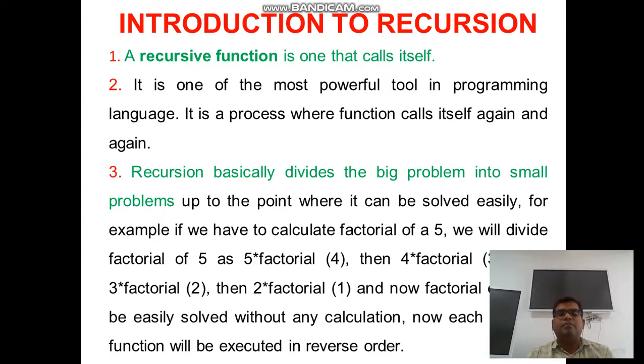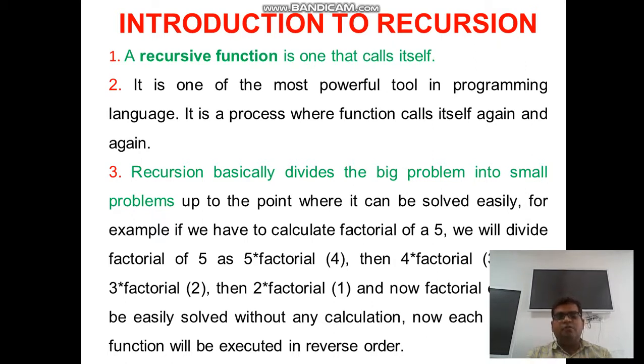The main motive of the recursive function is to split a big problem into small problems, and we split our problem up to the point where it can be solved very easily. Suppose we want to find the factorial of any number, then factorial of n is equal to n into n minus 1, n minus 2, up to 1. So n, n minus 1 and n minus 2 are parts of the problem of factorial n.